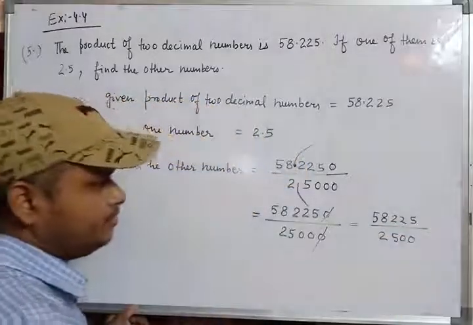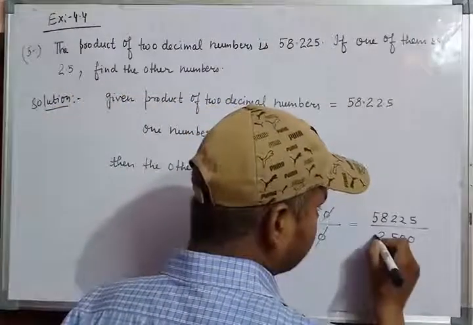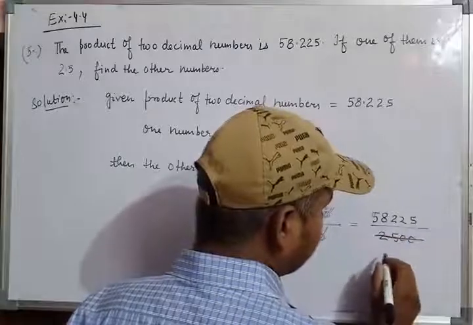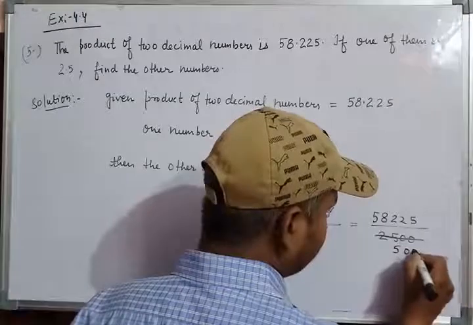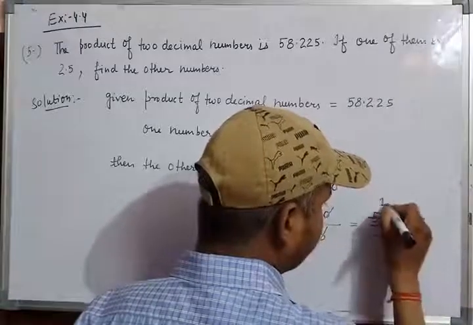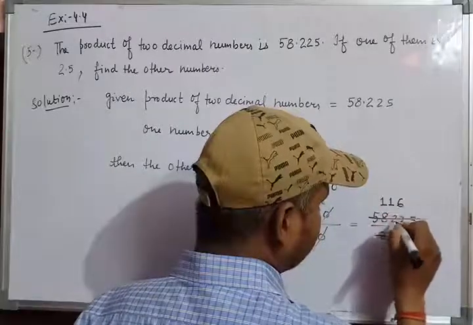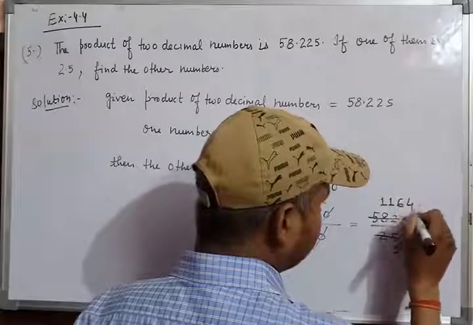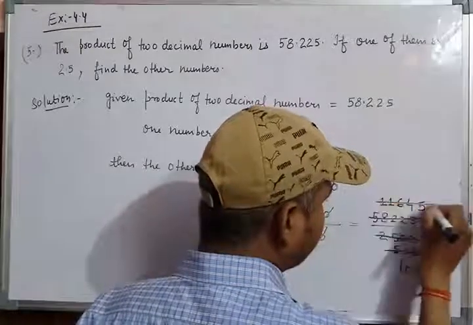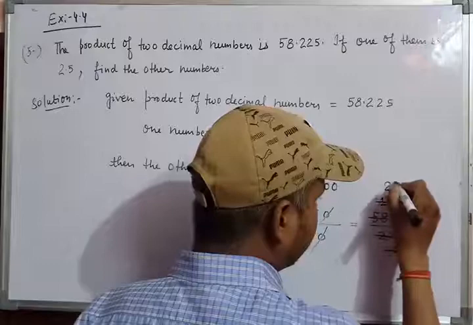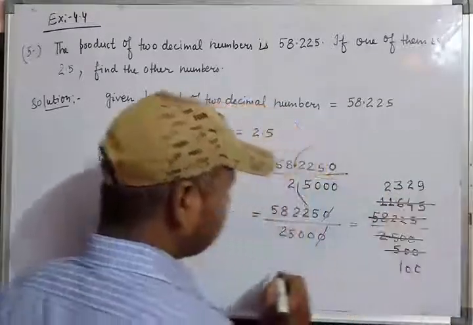Okay, now this number is divisible by 5. 5 5s are 25, 00. 5 1s are 5, 5 1s are 5, 3 carry, 5 6s are 30, 2 carry, 5 4s are 20, 2 carry, 5 5s are 22. 100. 5 2s are 10, 1 carry, 5 3s are 15, 1 carry, 5 2s are 10, 5 9s are 45.